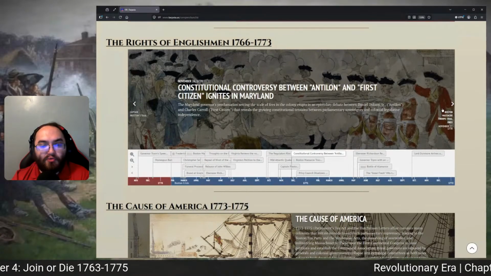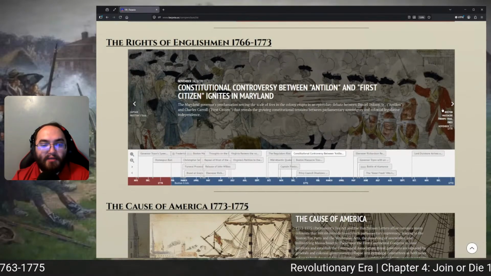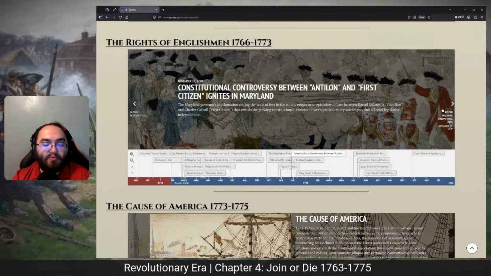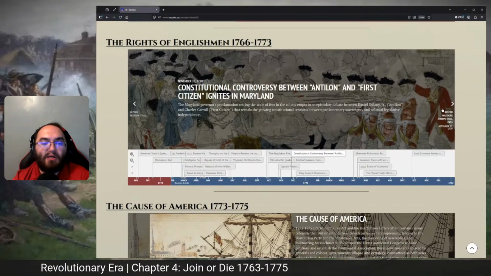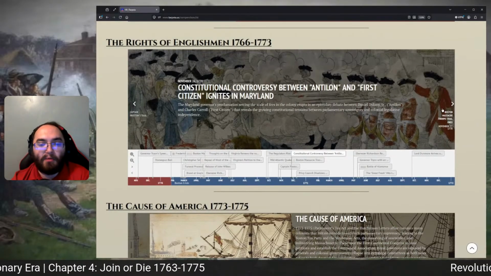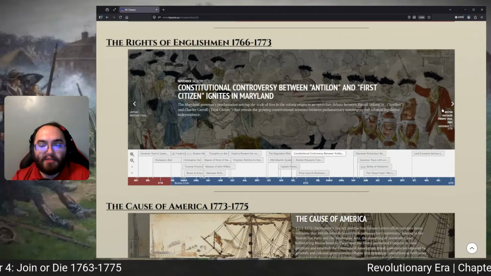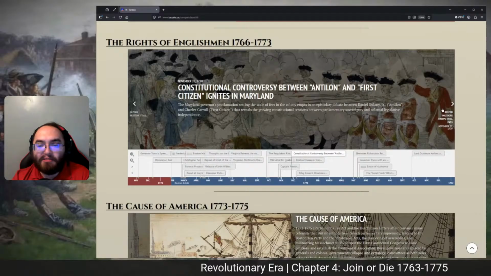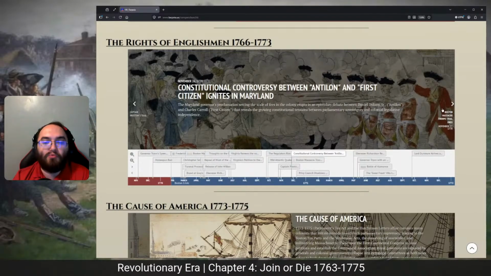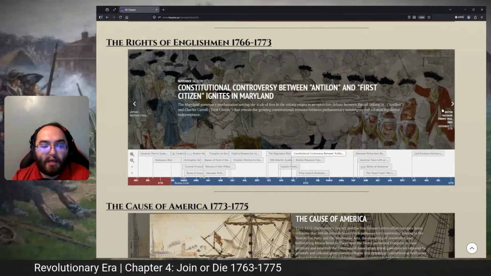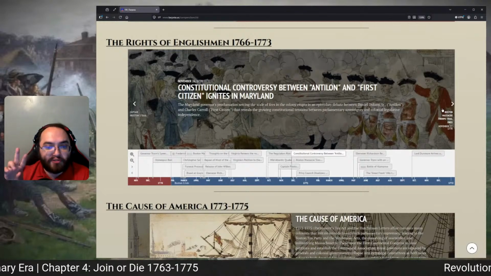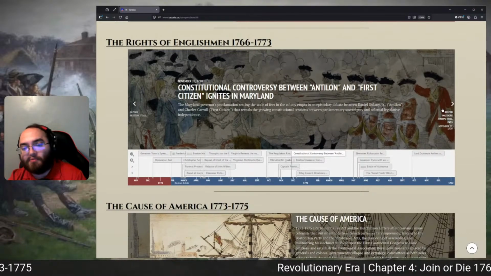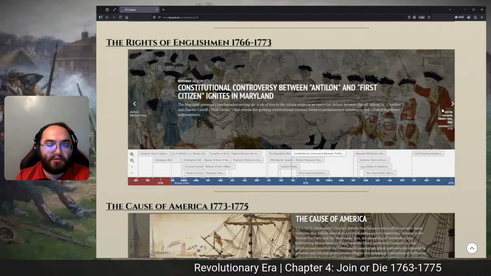The constitutional controversy between Antillon and First Citizen ignites in Maryland. The Maryland governor's proclamation setting the scale of fees in the colony erupts in an epistolary, which means letters, open letters debate between Daniel Delaney Jr., who writes as Antillon, and Charles Carroll, the First Citizen, that reveals the growing constitutional tensions between parliamentary sovereignty and colonial legislative independence.